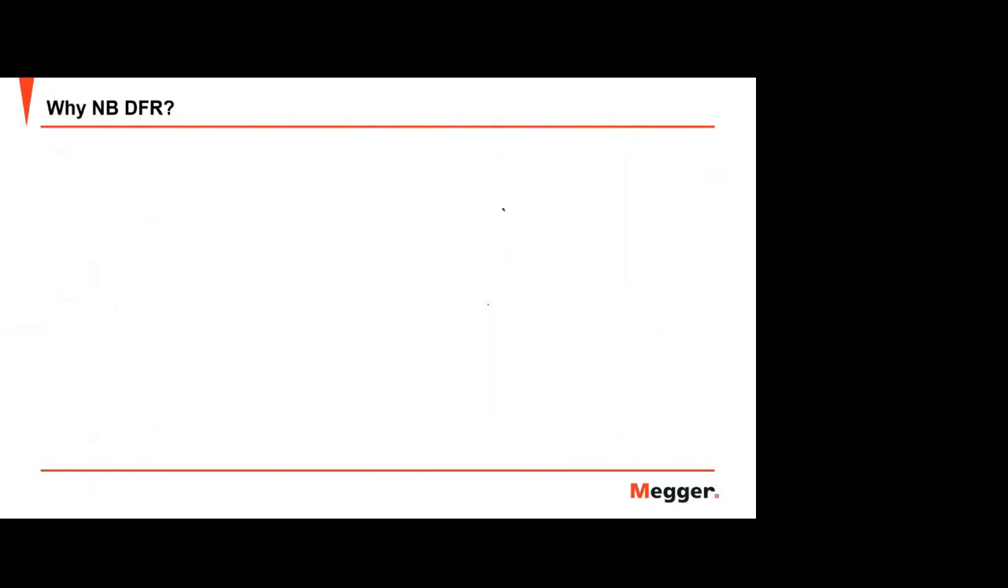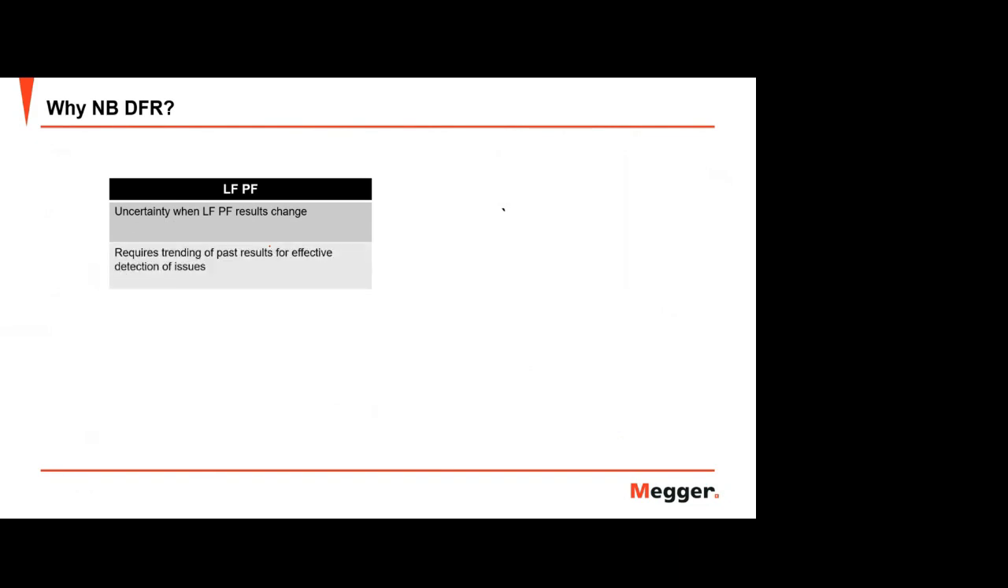Why narrowband DFR? Well, when you are still doing the line frequency, of course, we are not saying here that you don't have to do the line frequency power factor. Okay, you can still use it, but we are just saying we have some better method, or we have an additional tool for you, because when you do the line frequency, sometimes there is uncertainty. When the line frequency power factor results change, we don't know what happened. If we don't have the previous test result, we have nothing to compare. And it requires trending of past results for effective detection of issues, like I've showed you.